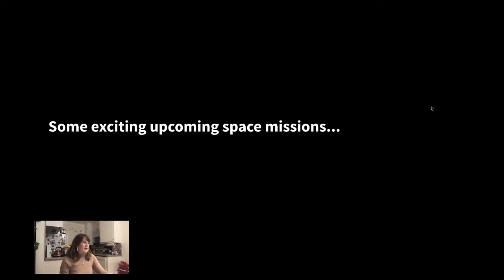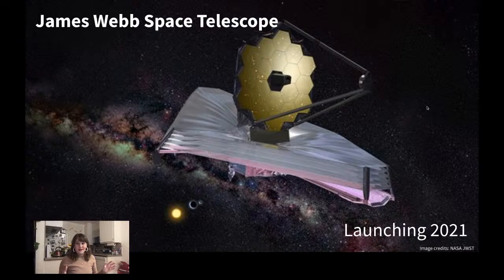So, some exciting upcoming space missions. The James Webb Space Telescope is a big one. People have been saying it's going to launch for a while now. It's faced a lot of delays, but the current launch date is targeted for October 31st of this year, which is really exciting. So as long as James Webb launches this year, we're going to get so much exciting science in the next year. It's got a 6.5 meter mirror, so it's much bigger than Hubble.